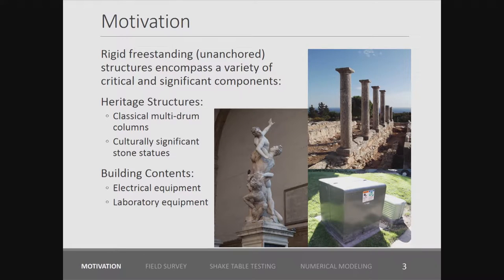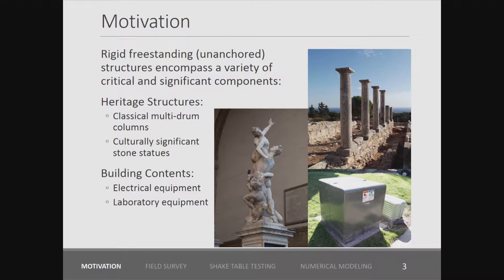So I'll begin with just a brief introduction to freestanding structural systems. These systems are defined as any structure or component that is unanchored and is further limited in this dissertation to rigid components and structures. This class of structures includes a wide variety of both everyday and critical systems. In particular, a number of building contents, including electrical and laboratory equipment, are included in this class of structures. One example is provided on the lower right-hand side, which is an electrical transformer. Should this transformer be damaged during an earthquake, it can reduce the functionality of the facility that it supports.